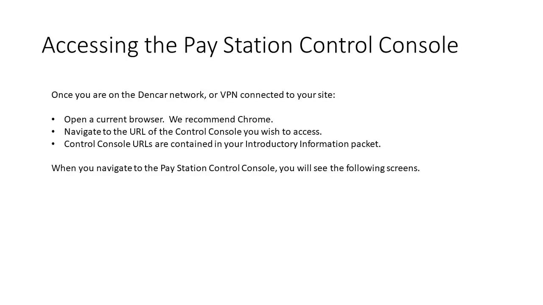Once you are on the DenCar network or VPN connected to your site, open a current browser. We recommend Chrome. Navigate to the URL of the Control Console you wish to access. Control Console URLs are contained in your introductory information packet. When you navigate to the PayStation Control Console, you will see the following screens.